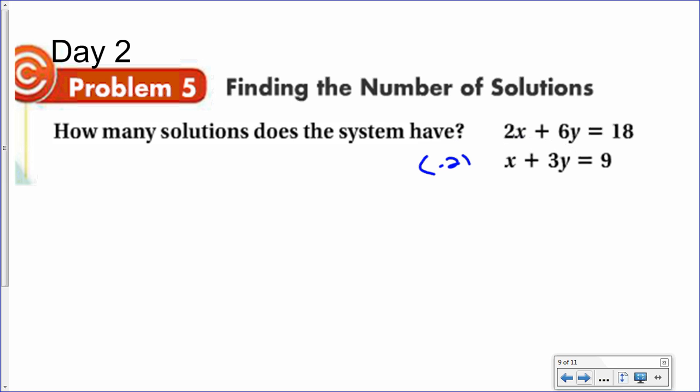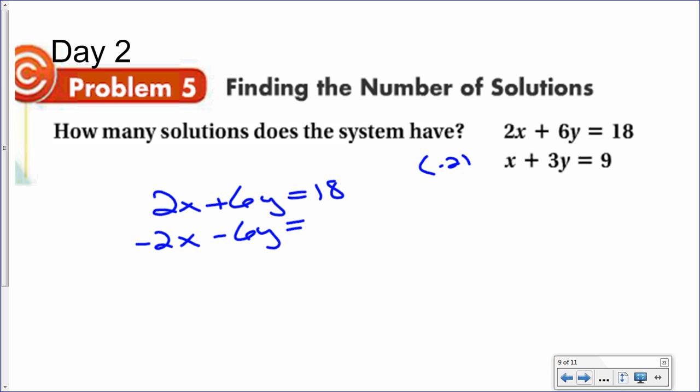The top equation would stay the same. 2x plus 6y equals 18. So the top equation didn't change. But if you run that negative 2 through the bottom, you'd get negative 2x minus 6y equals negative 18. Now, you draw the line. Our plan worked. The x's do eliminate. So that equals 0. That's out. A positive 6y and a negative 6y, well, that also equals 0.